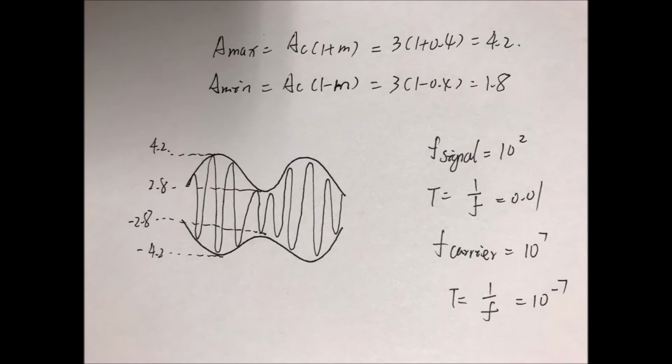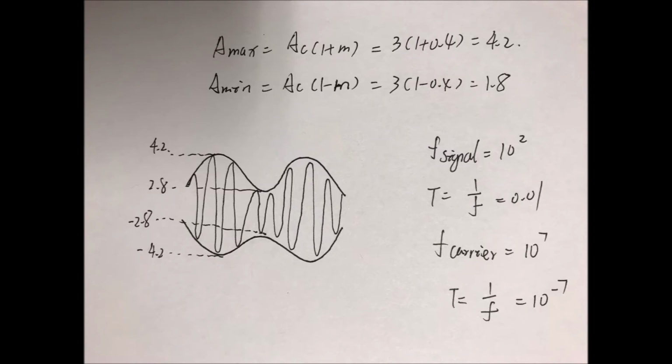Alright, so we know this value here, which is 4.2, and this value here, which is 1.8. And since it's symmetrical, this would be negative 1.8 here, and negative 4.2 here. So the next thing we have to find is the period of our signal and the period of our carrier.